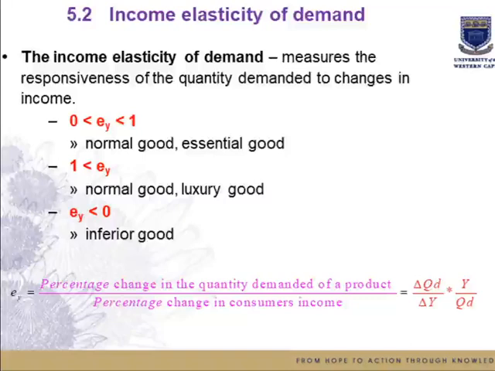When the income elasticity of demand coefficient is negative, this means that an increase in income will lead to a decrease in quantity demanded of a product, or a decrease in income will increase the quantity demanded of a product. Products with negative income elasticity are called inferior goods. An example of such a product is bread.